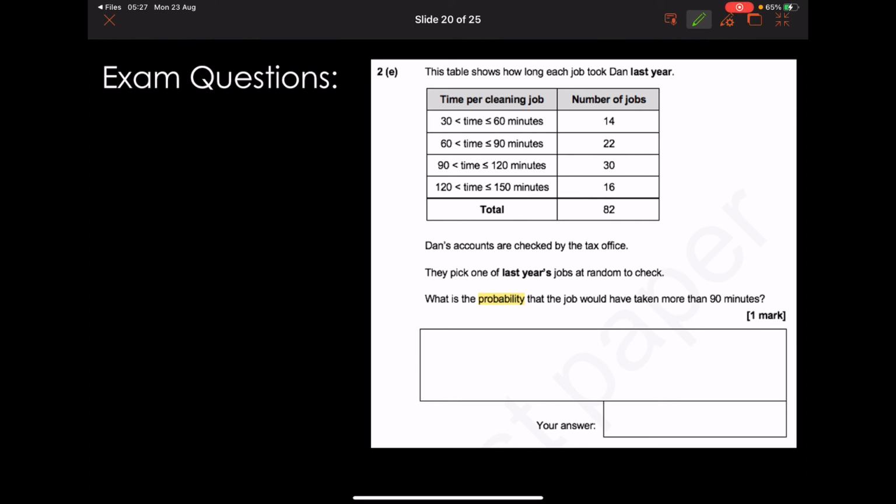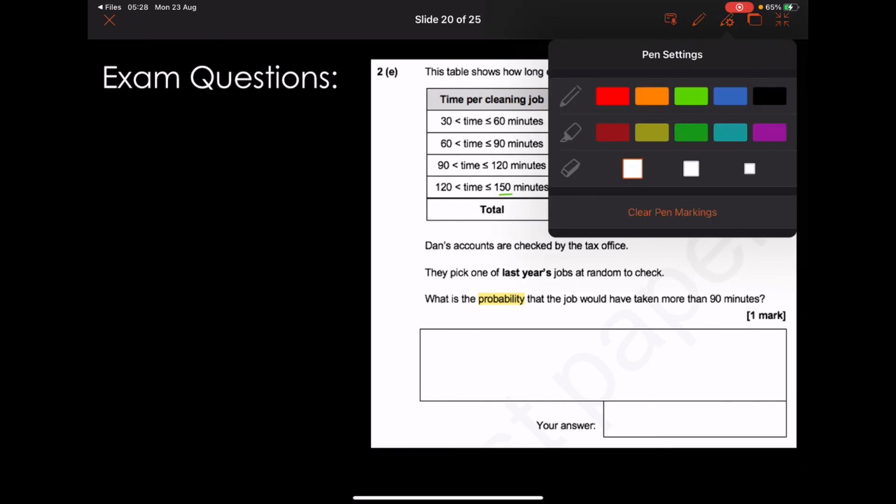Okay, so this is, in case you haven't watched the other video that I've made on doing these types of tables, okay, this first one means that 14 jobs took between 30 and 60 minutes. Okay, this one means between 60 and 90, so 22 jobs were that long. 30 jobs took between 90 and 120 minutes, and 16 jobs took between 120 and 150 minutes. Okay, so that's what that means.